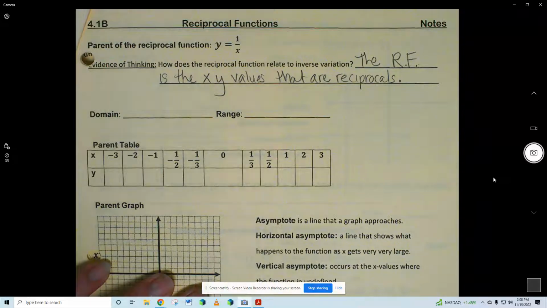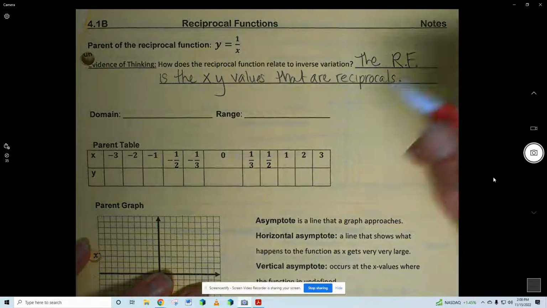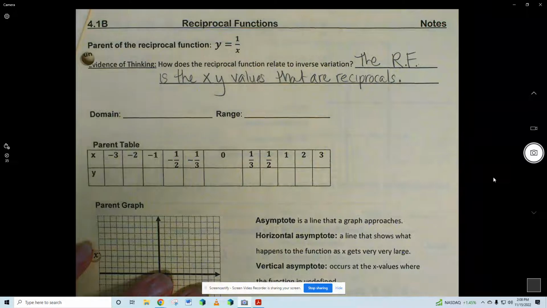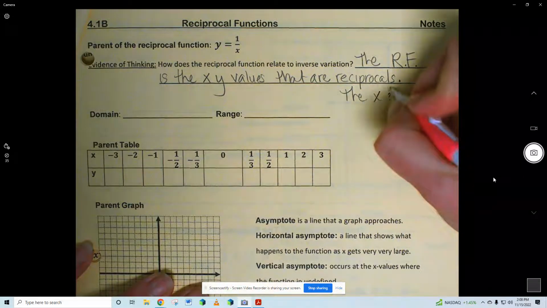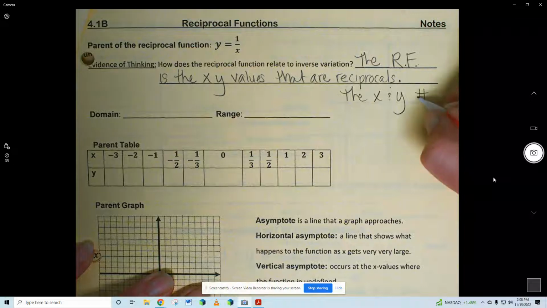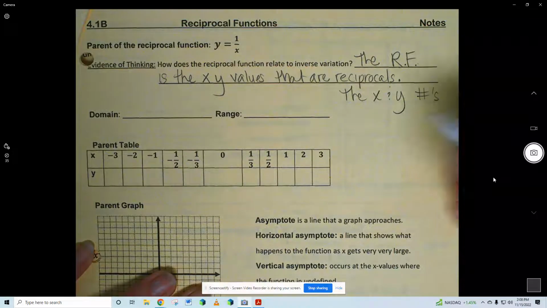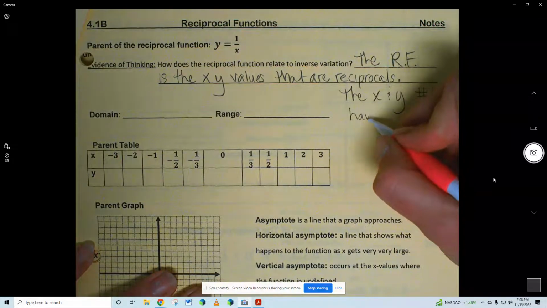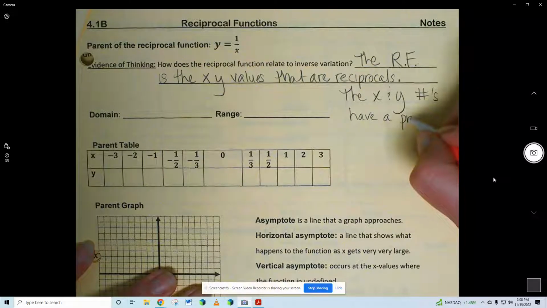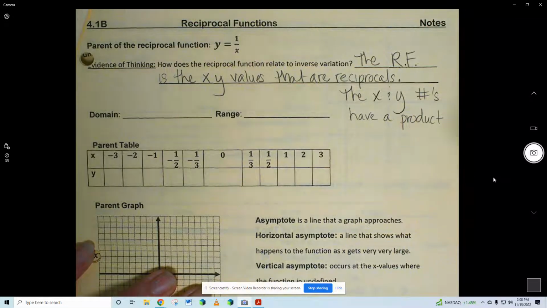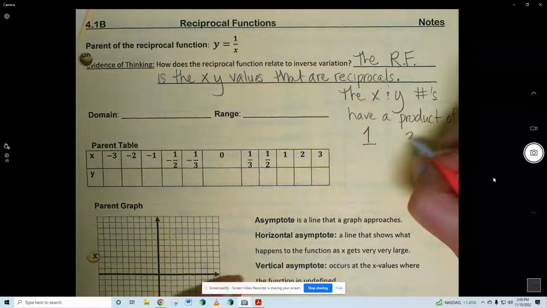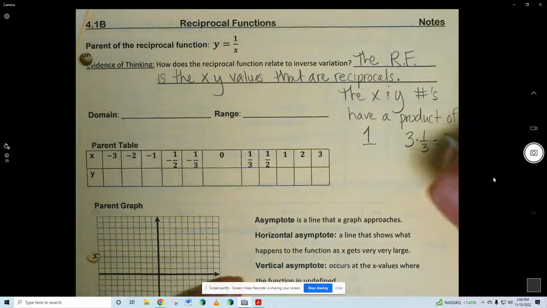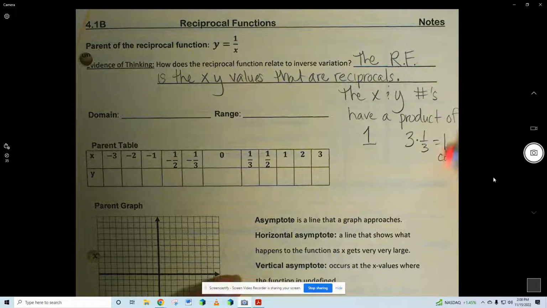So the xy values are reciprocals. They're opposite of each other. The x and y numbers themselves have a product of 1. So that's going to be like 3 times 1/3. And 1 is going to be my constant.